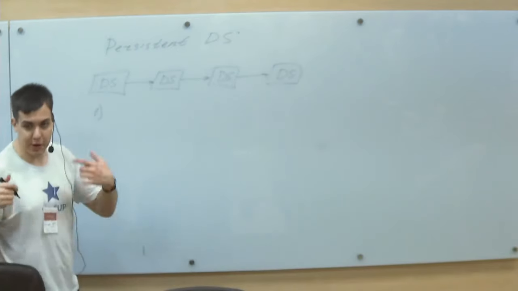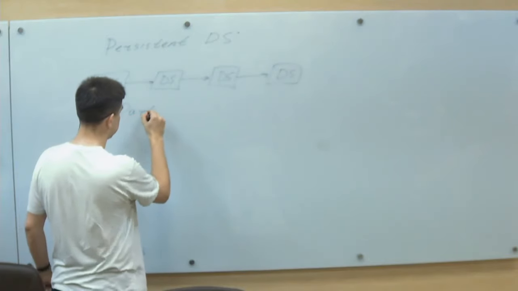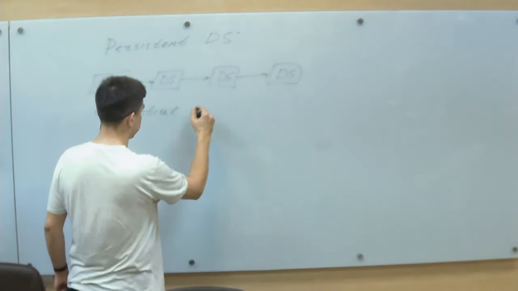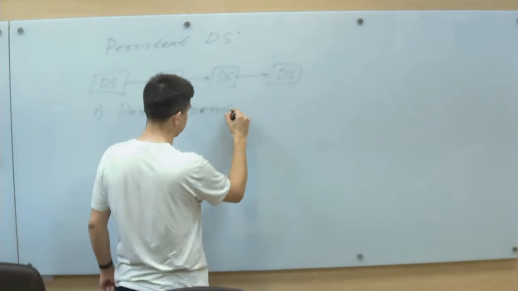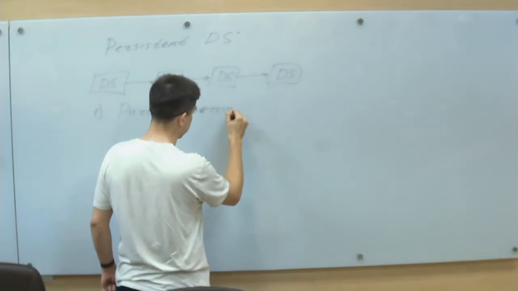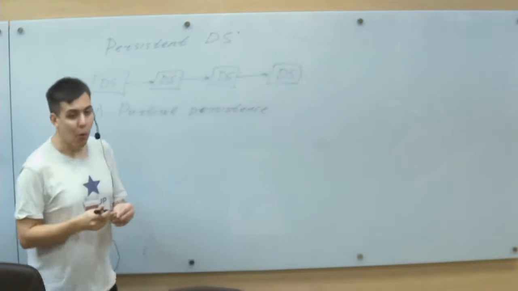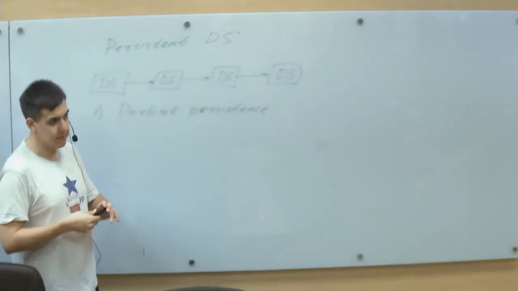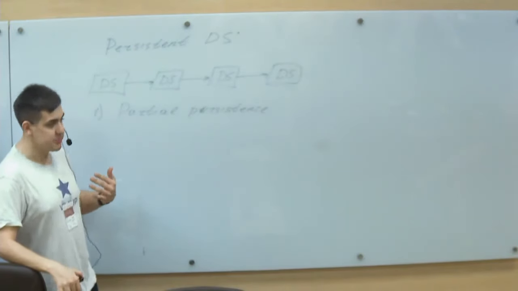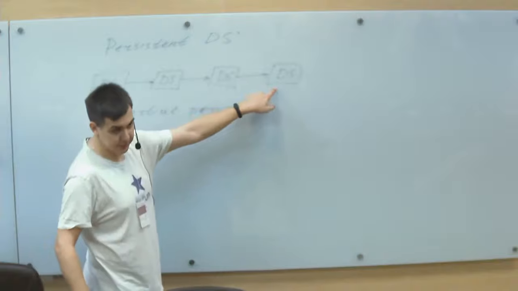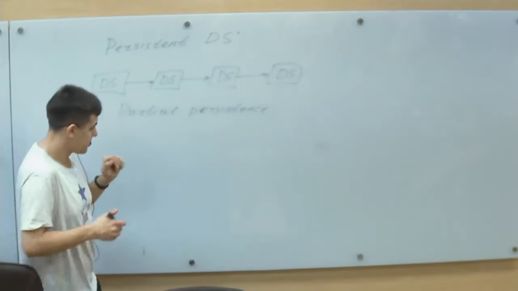So the first one is partial persistence. Whenever we have a partially persistent data structure, this means that we can only modify the latest version, but we can access all the previous versions.